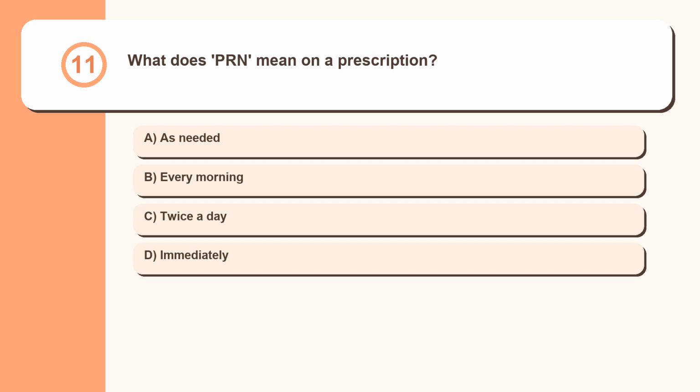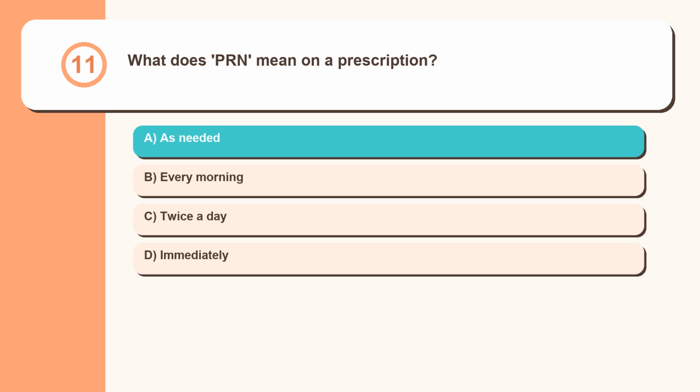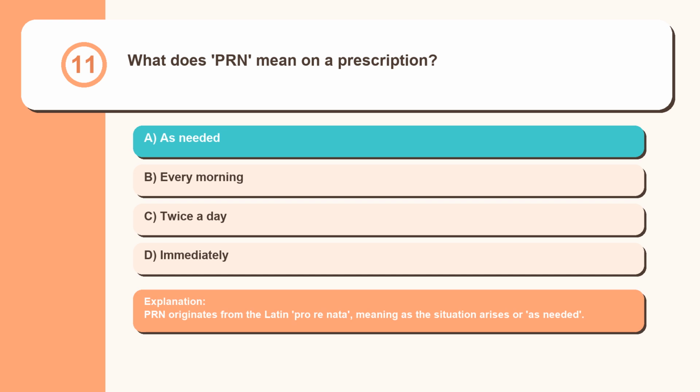Question 11. What does PRN mean on a prescription? As needed, every morning, twice a day, immediately. PRN originates from the Latin pro re nata, meaning as the situation arises or as needed.